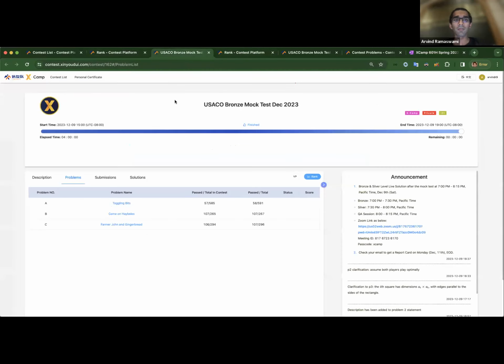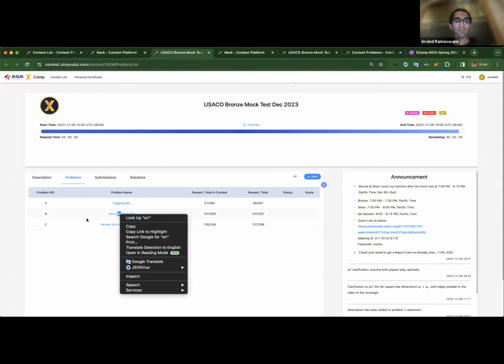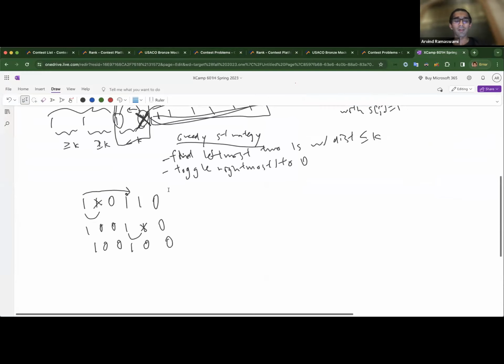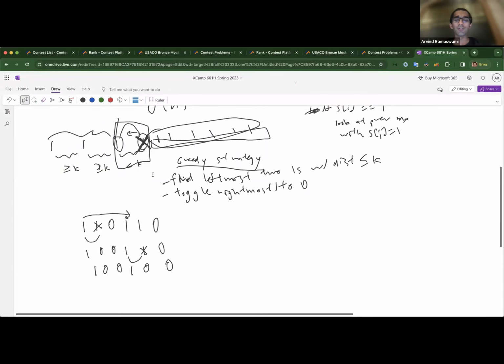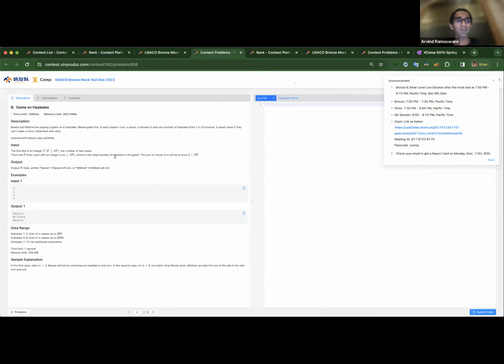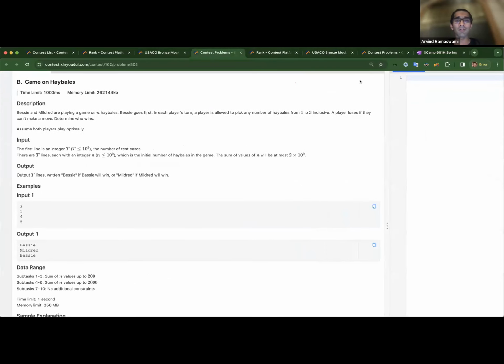So the next problem. It seems like the first problem was the hardest for most people, or it had the fewest solves. But there's this observation that if two elements are less than k apart, then you can toggle one, and that gives you a greedy idea. So next one is called Game on Hay Bales.